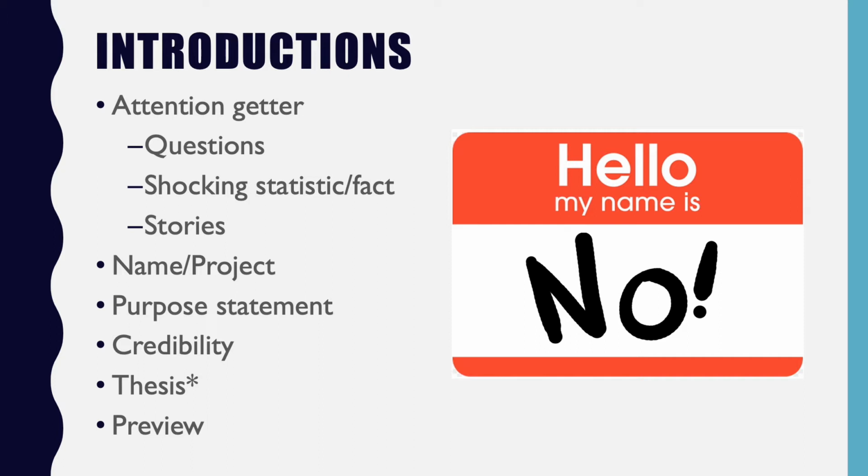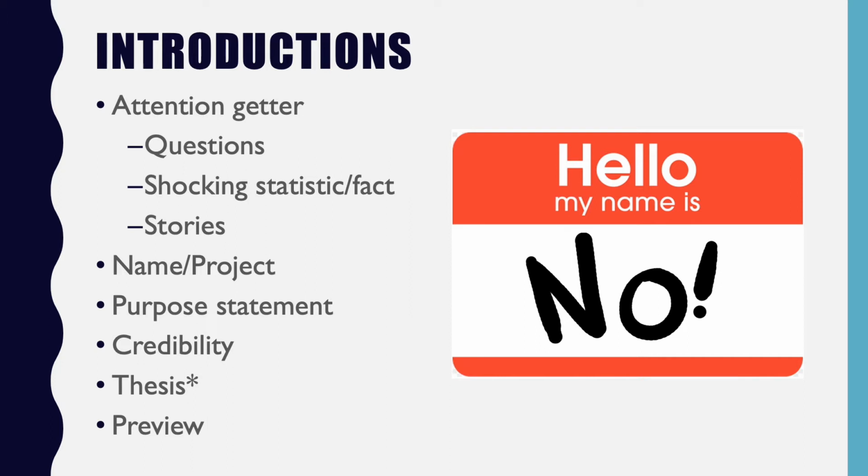Say things like, by the end of this presentation, you should understand more about climate change. Or maybe if it's persuasive, by the time I'm finished here today, you should agree that we need to take action now. Don't beat around the bush. Let the audience know why you're there and what you want them to do.